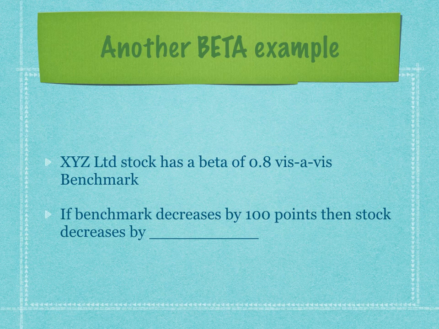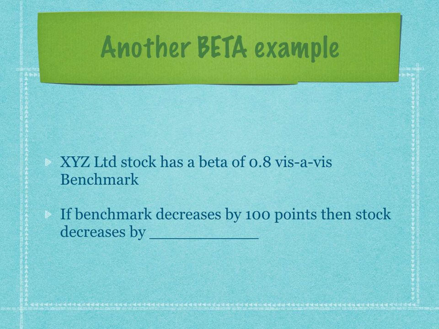Another beta example. If you take a company which has got a beta of 0.8 vis-a-vis the benchmark, okay? If the benchmark decreases by 100 points, then the stock decreases by only 80 points. So this is the situation of the prices falling down. So when the prices are decreasing, a low beta stock will have lesser fall compared to a high beta stock, as opposed to the previous example where the high beta stock showed greater returns during a price increasing situation. So beta is only a measure of volatility.